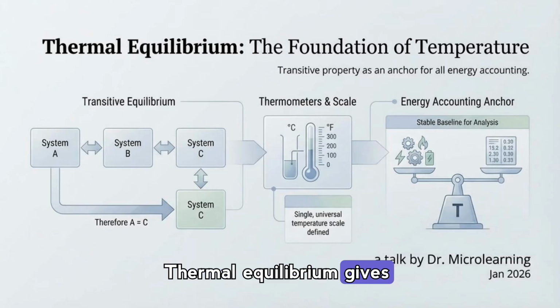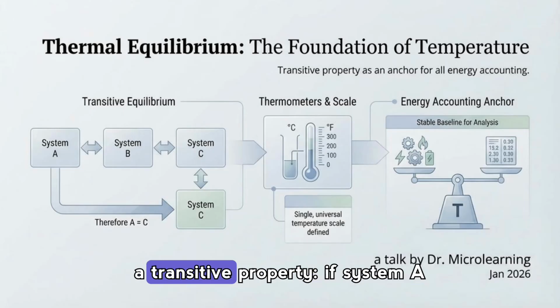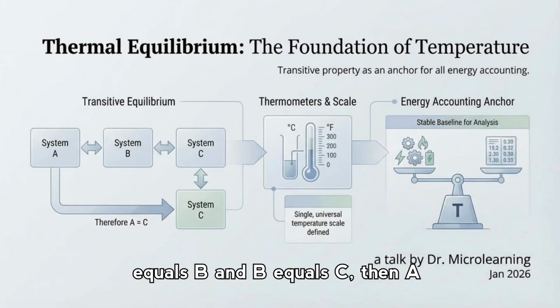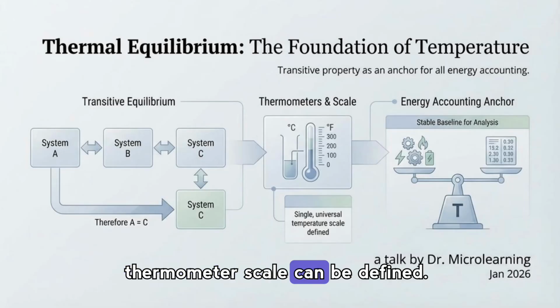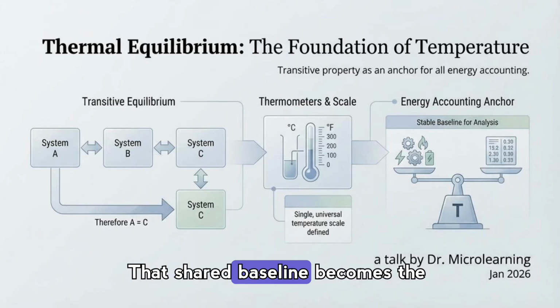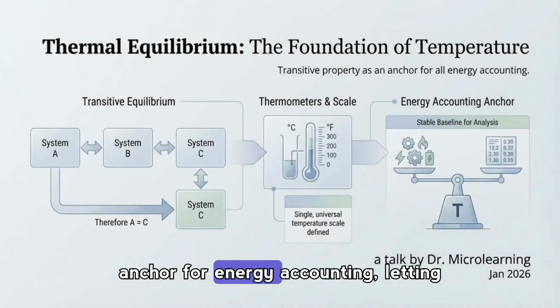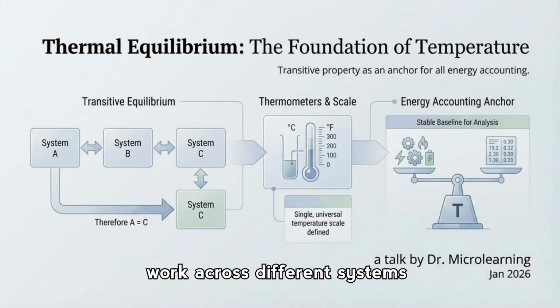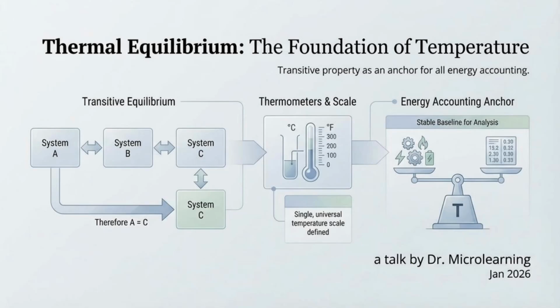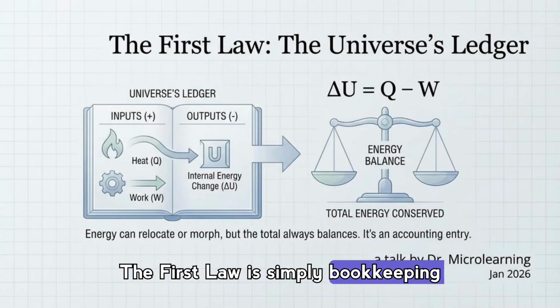Thermal equilibrium gives temperature its meaning because it's a transitive property. If system A equals B and B equals C, then A equals C, so a universal thermometer scale can be defined. That shared baseline becomes the anchor for energy accounting, letting us compare and quantify heat and work across different systems consistently.